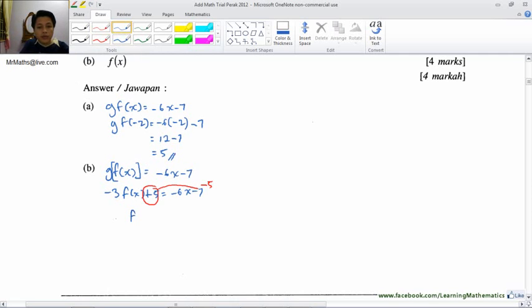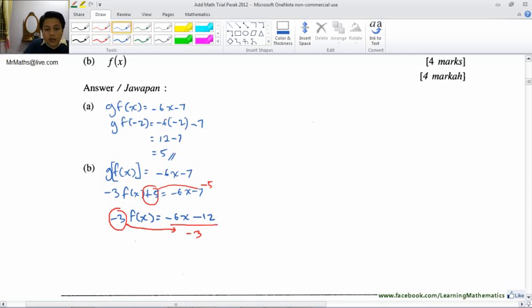Then f minus 3 fx is equal to minus 6x minus 7 minus 5, that is minus 12. Okay, now let's move minus 3 over to the other side. If minus 3 is the numerator of the left hand side, then if we transfer it to the right, it becomes the denominator.